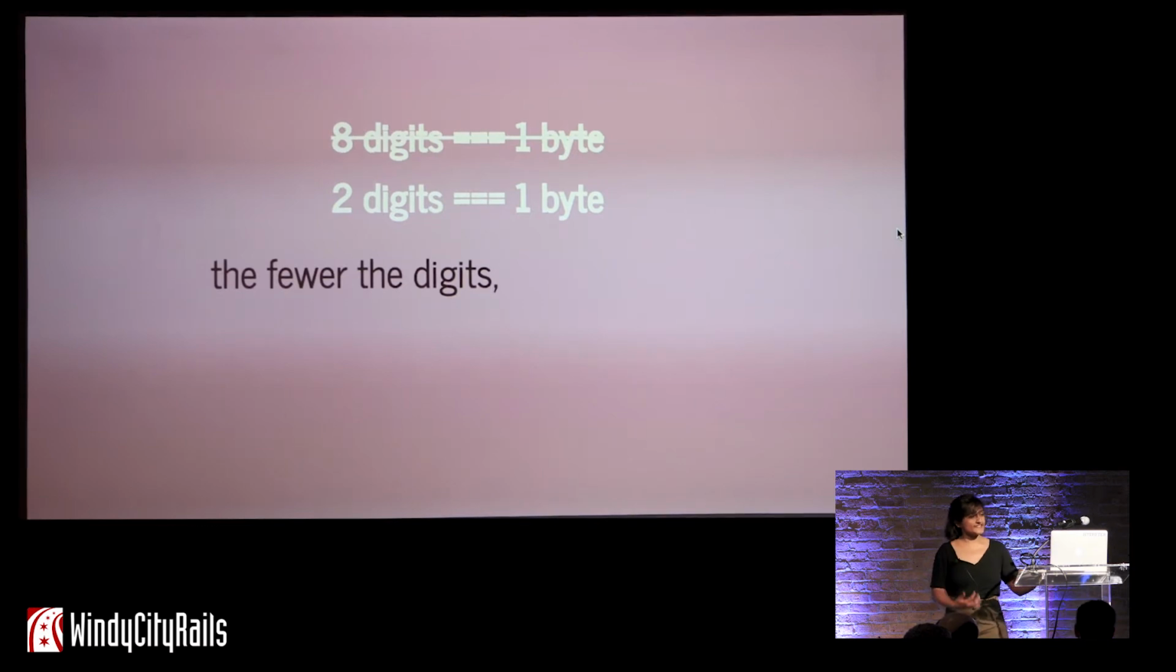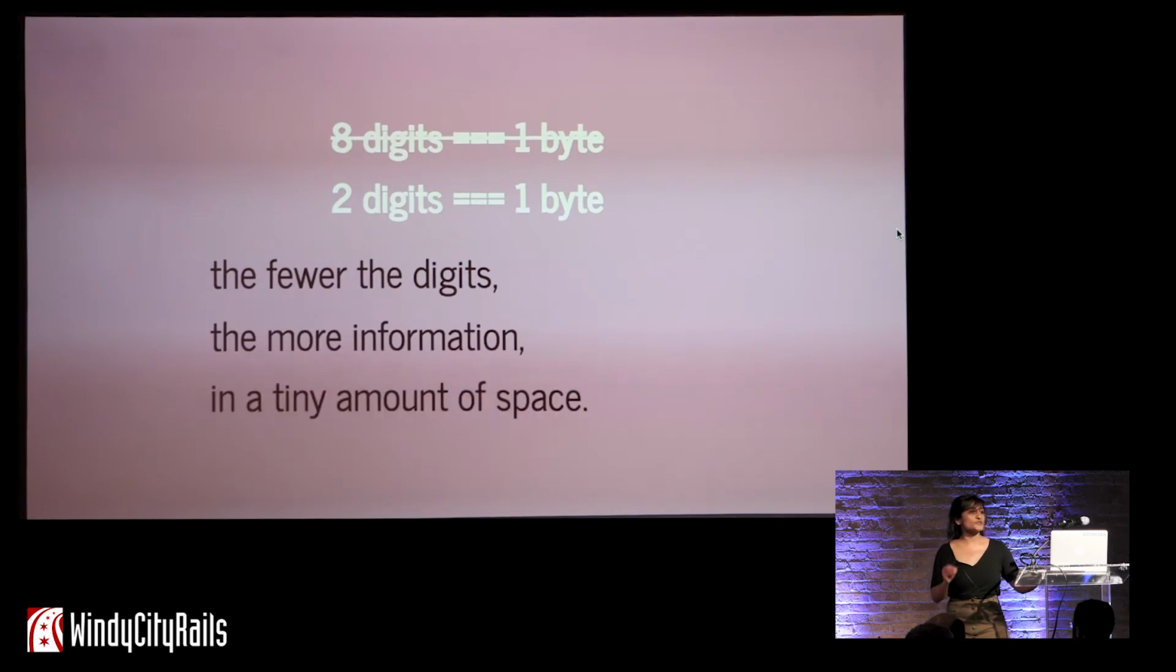So the idea with hexadecimals and what makes them so powerful and so widely used in computer science and in the software that you and I write is that the fewer the digits, the more information you can actually pack into a tiny amount of space. And we'll see how this is used all over the place. And it is why 16 is my favorite number.